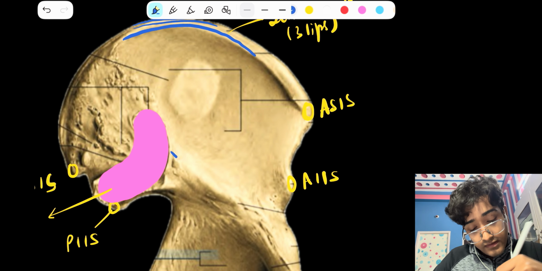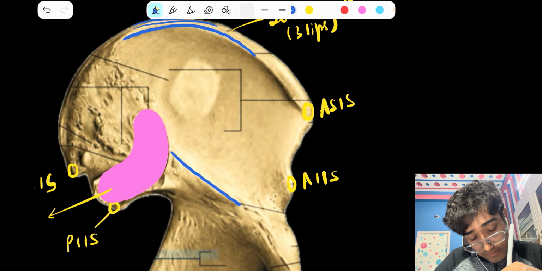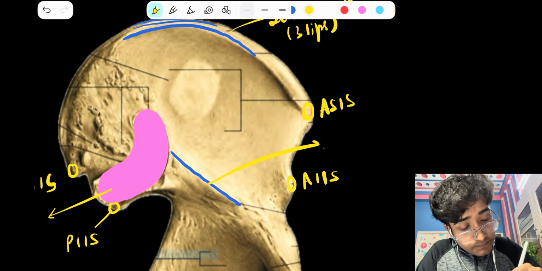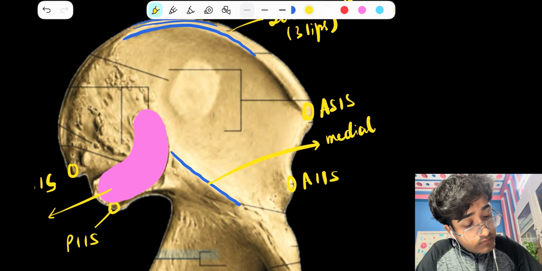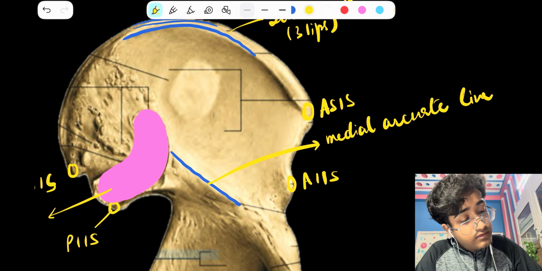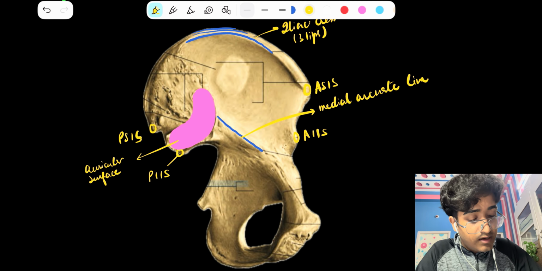Now there is another line. You can see this line. This line is known as the medial arcuate line.